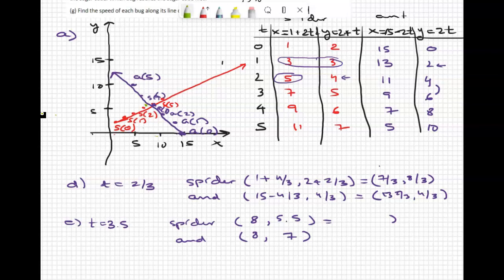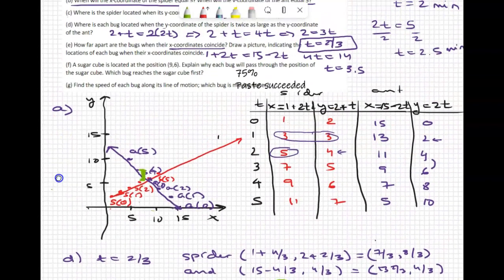and the ant is at 8 and 7 here. So the distance between them is vertical, up and down like this. So it's basically 7 minus 5.5. So they're 1.5 feet apart at that point. Because they have the same x-coordinate, it's a vertical distance, so you can just figure it out by subtraction.